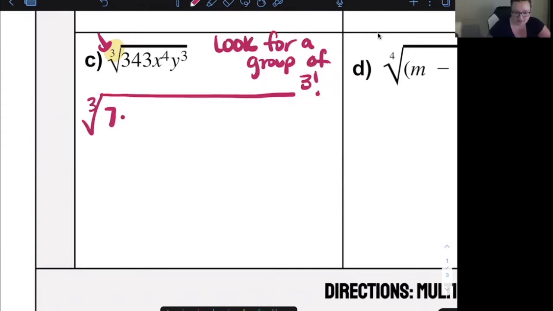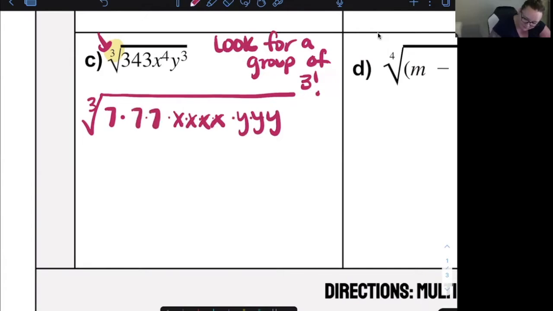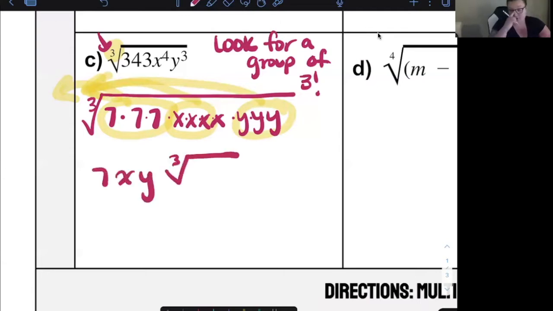So you should have found that 7 times 49 is 343. x to the 4th is really 4 x's times each other. y cubed is really 3 y's times each other. All of that's being multiplied. Then I'm going to rewrite 49 as 7 times 7. So I've got a group of 3 sevens. I've got a group of 3 x's with 1 left, and a group of 3 y's. So I'm going to bring out a 7, an x, a y, and then under the radical, under the cube root, I still have this x. So my final answer is 7xy times the cube root of x.